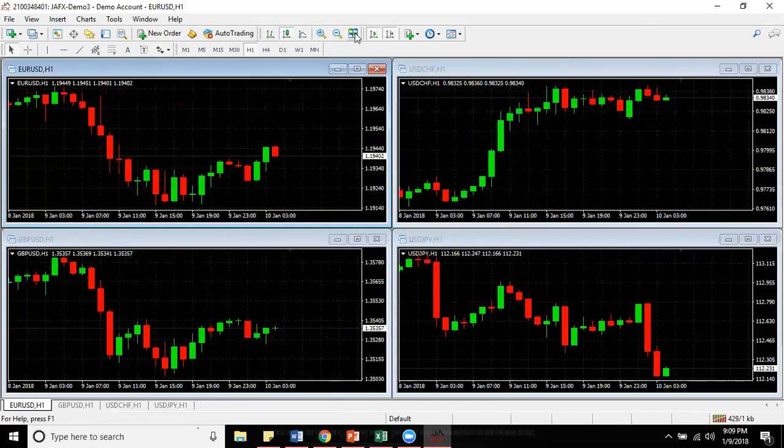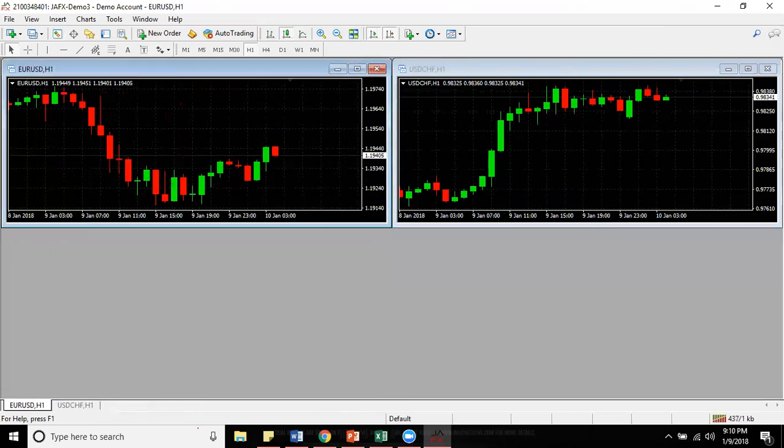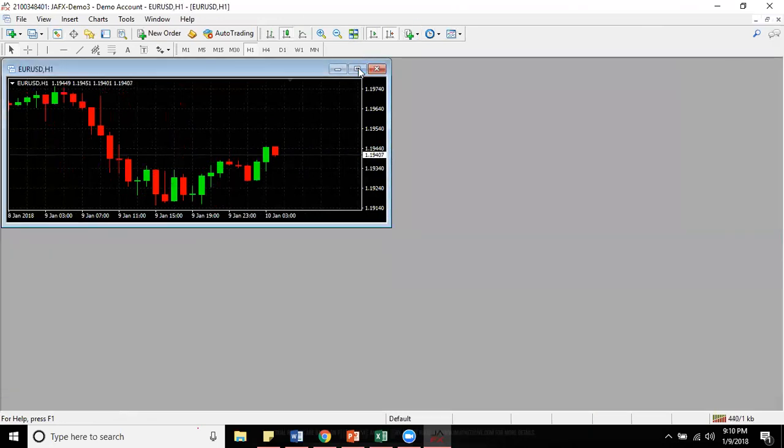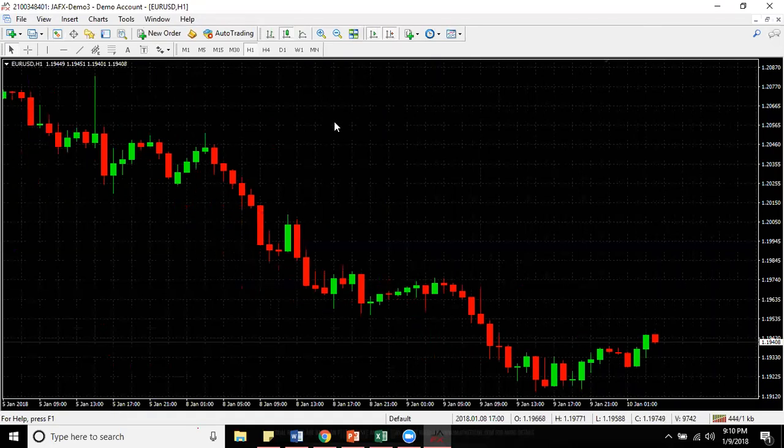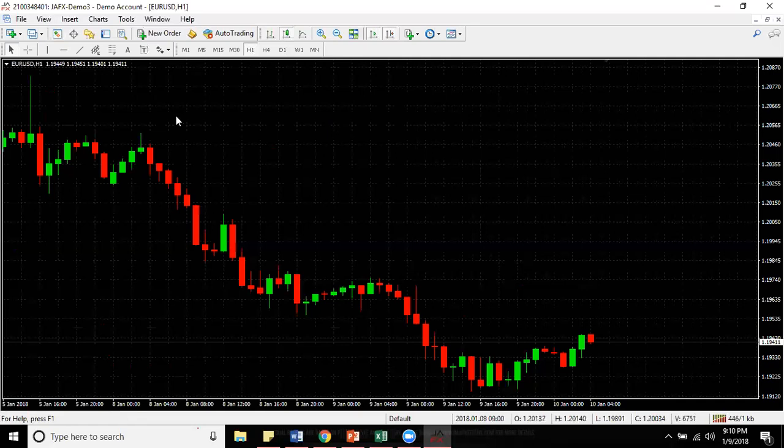All right, so now that we have the demo accounts open, we're going to set up our chart, okay? For this purpose, we're going to use the Euro USD just to set it up. We're going to set up the template.